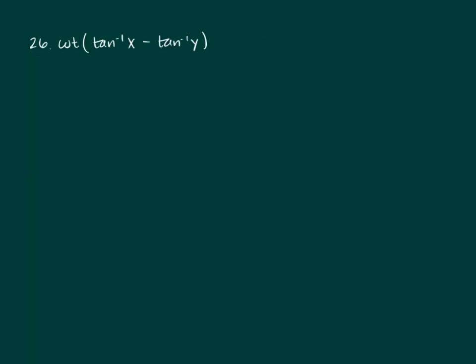Lastly, we're going to look at 26. We want to find cotangent of tangent inverse x minus tangent inverse y. So again, first thing I'm going to do is label tangent inverse x as alpha and tangent inverse y as beta. And I'm going to draw corresponding triangles.